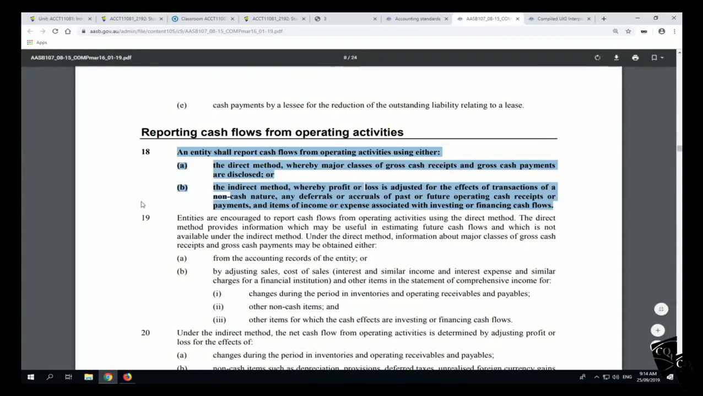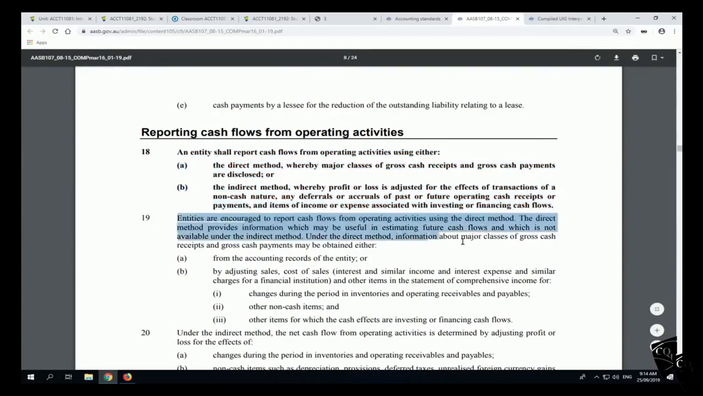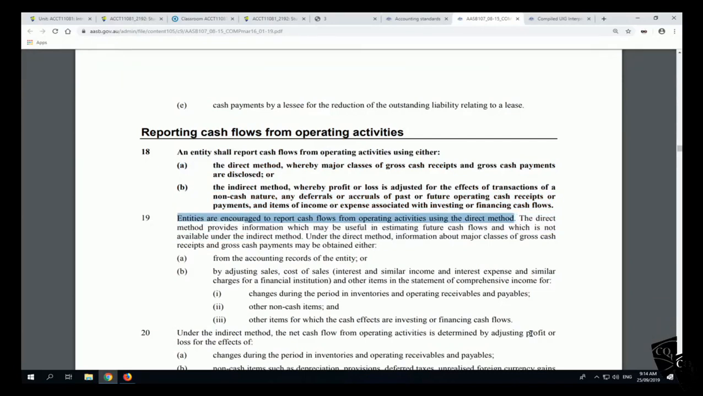In paragraph 19, the next paragraph, the accounting standard goes further and particularly encourages firms, but does not require them, to use the direct method. So entities are encouraged to report cash flows from operating activities using the direct method. Okay, so this you'll probably find is preferred by the standard, so your companies may use this more often, but the standard allows both methods to be chosen and presented.